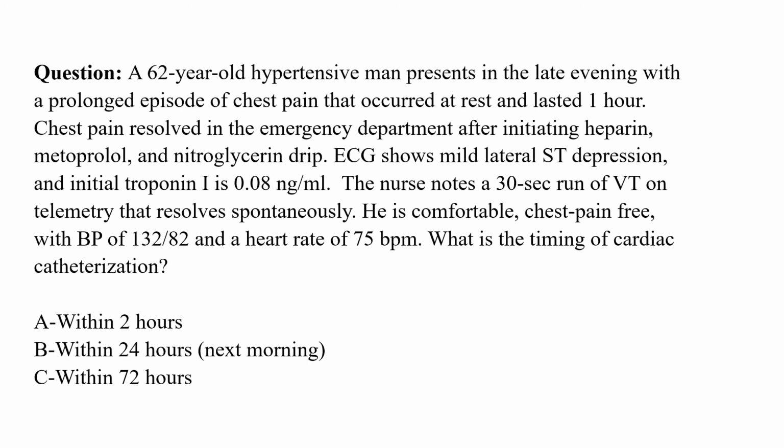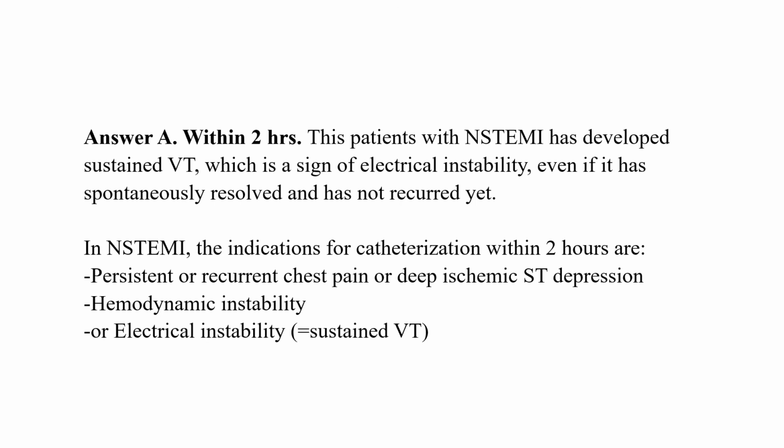He is comfortable, chest pain free, with a blood pressure of 132/82 and a heart rate of 75. What is the timing of cardiac catheterization? A, within 2 hours, B, within 24 hours, such as next morning, or C, within 72 hours? The answer is A, within 2 hours.